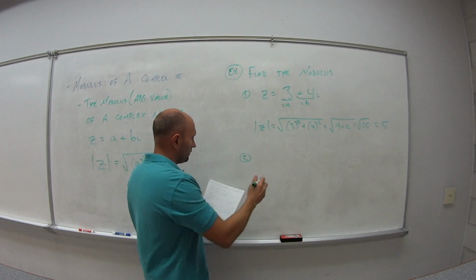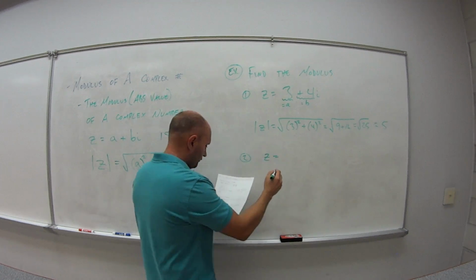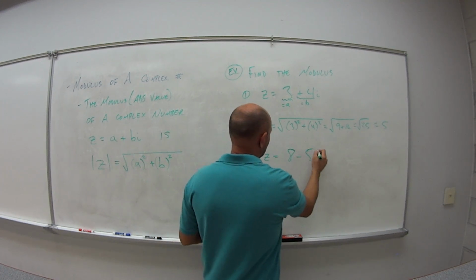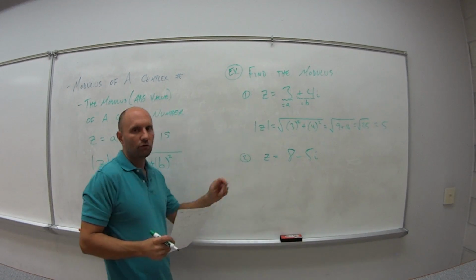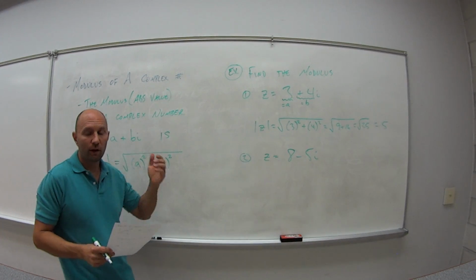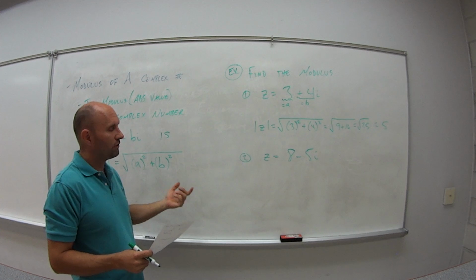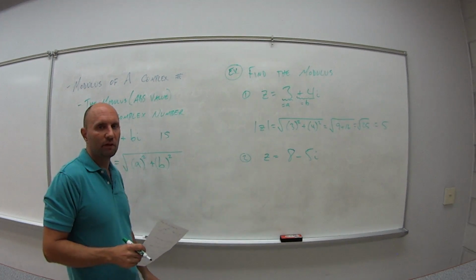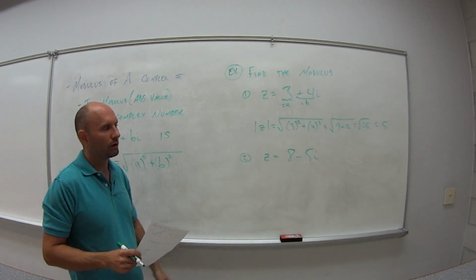So try this one. Z is equal to 8 minus 5i. So go ahead and give that one a shot. Go ahead and set your video to pause. Once you have an answer, come on back, hit play, we'll work it through.